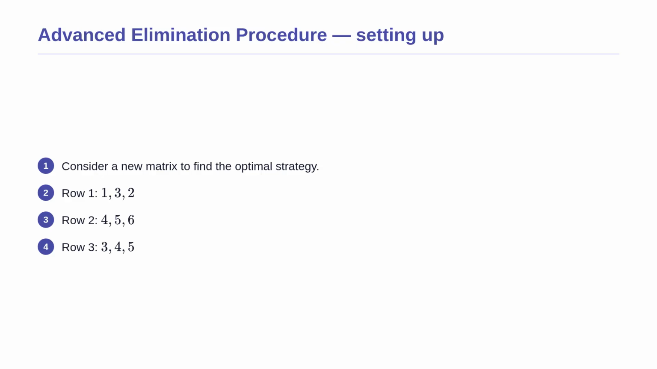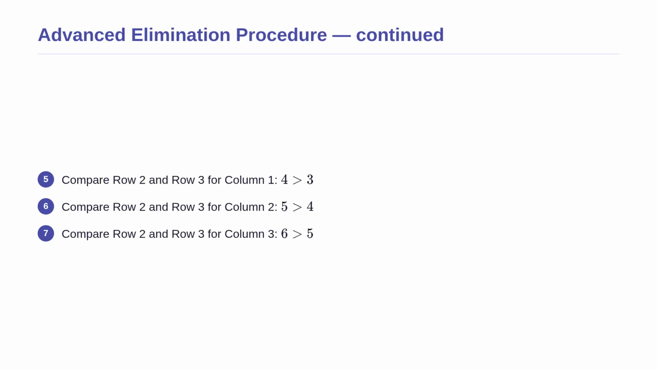Let us start by comparing row 2 and row 3. We begin by comparing the very first elements of both rows. The first element of row 2 is 4, which is larger than the first element of row 3, which is 3. Next, we move to the second column. The second element of row 2 is 5, which is larger than the second element of row 3, which is 4. Finally, we compare the third and final elements. The third element of row 2 is 6, which is larger than the third element of row 3, which is 5.